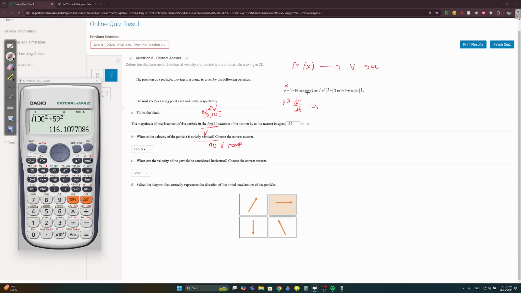So what's it going to be? Minus 10t becomes minus 10. 2t squared becomes 4t. This is your I component. Plus 1 doesn't get derived. Minus 6t becomes minus 6j.